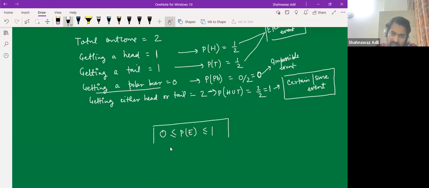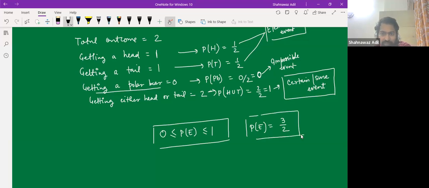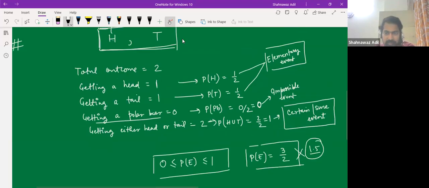So whenever you see that the probability of an event is 3/2, can this be a probability? No, because this is 1.5. How can probability be greater than 1? So yeah, this is the terminology of probability.